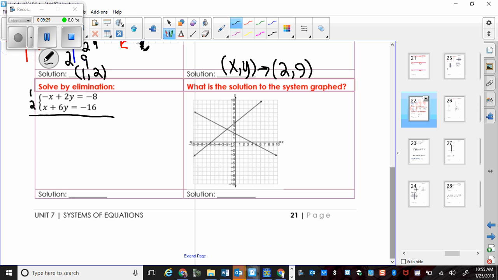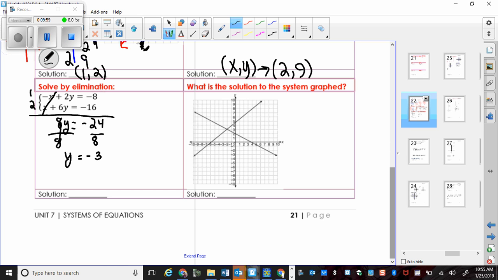So when we're eliminating, we draw our line underneath. We go left to right, each column. And we solve. We eliminate one of those variables. Here, we eliminate x. But 2y plus 6y is 8y equals -24. We divide both sides by 8, and y equals -3.